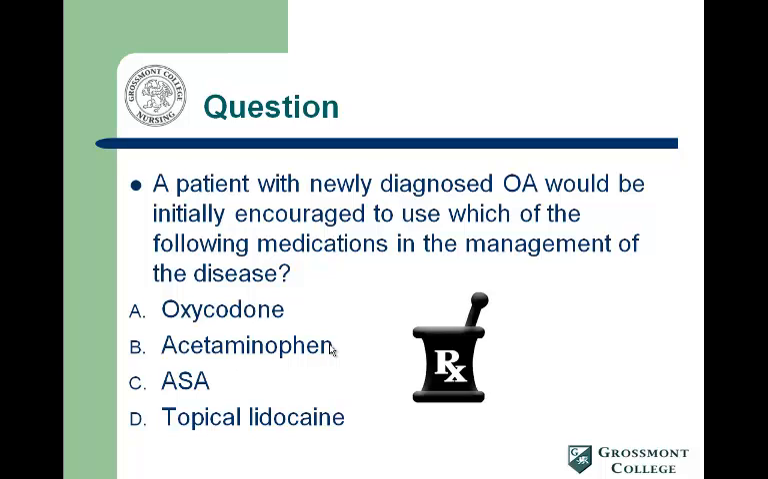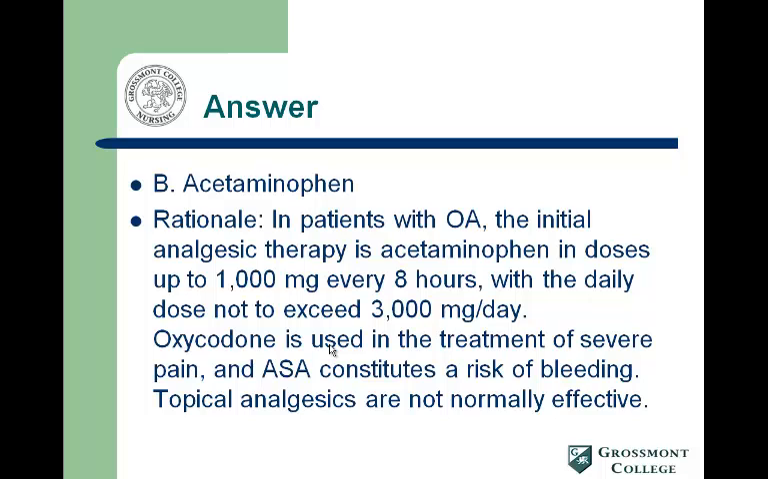Alright, here's a question. A patient with newly diagnosed OA would be initially encouraged to use which of the following medications in the management of the disease? So which one of those are we going to choose first? Just talked about it. Okay, right, Tylenol. And I did put this to be 3,000 a day because I want you to start thinking that way.